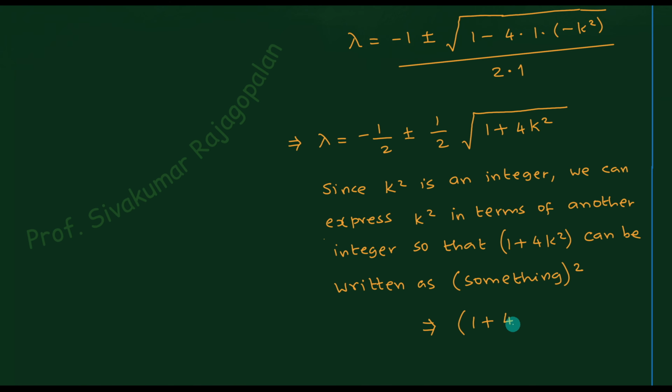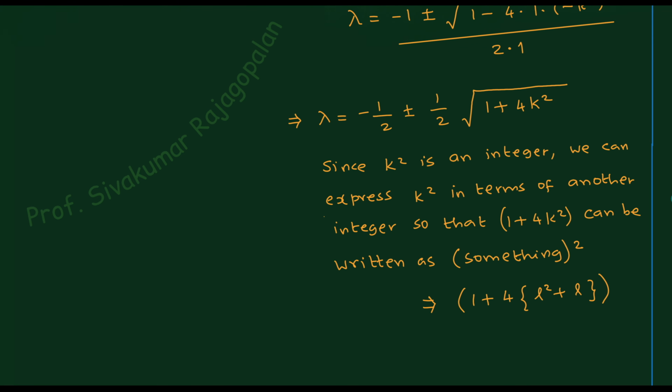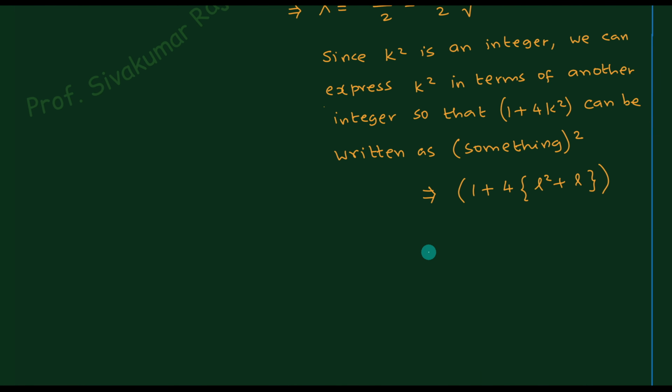So that's what I'm writing. We can write k square as some other number square plus the same number, where L is a different integer now. Let us see what the purpose is. If you simplify within this one step, you can understand what is happening here. You can take a 4 outside and you get 4 times L square plus L, plus 1 by 4.